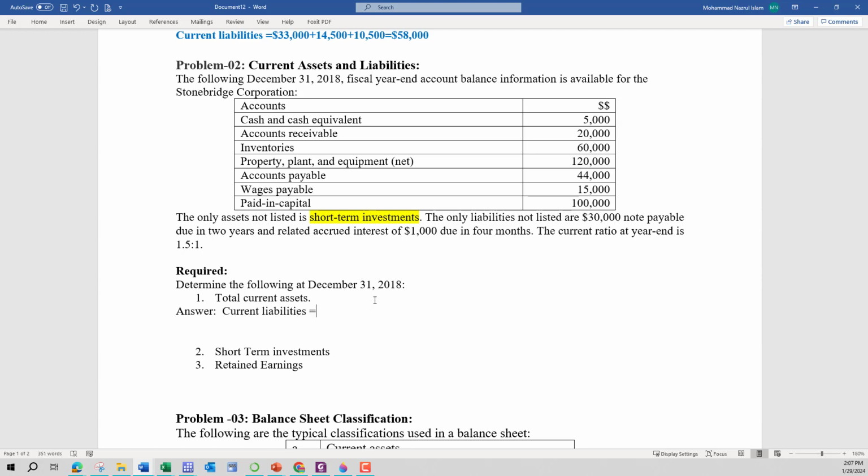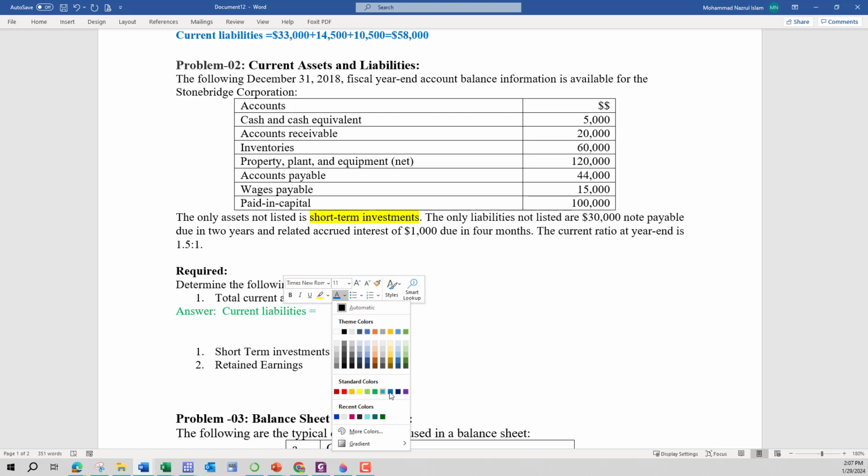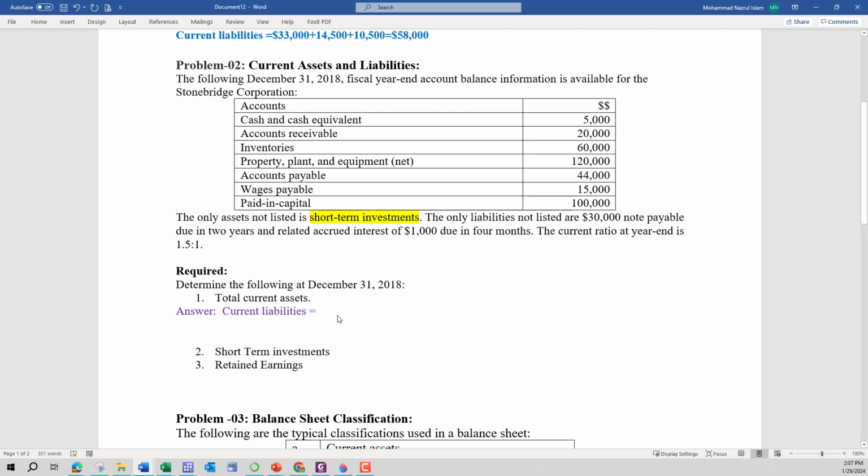So total current liabilities. Let me give it a different color so it becomes easy for us to view. Okay, this one is good. So total current liabilities should be equal to accounts payable 44,000, plus wages payable, that is 15,000, plus accrued interest 1,000. So this is our total current liabilities, which is equal to 60,000.